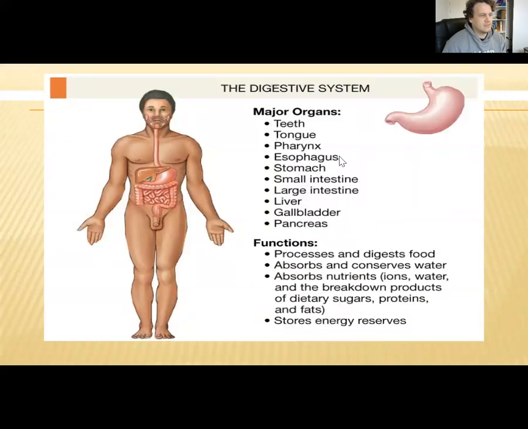Digestive system: teeth, all the way into your stomach, gallbladder, and pancreas. So this processes and digests food, absorbs and conserves water, absorbs nutrients, and stores energy.